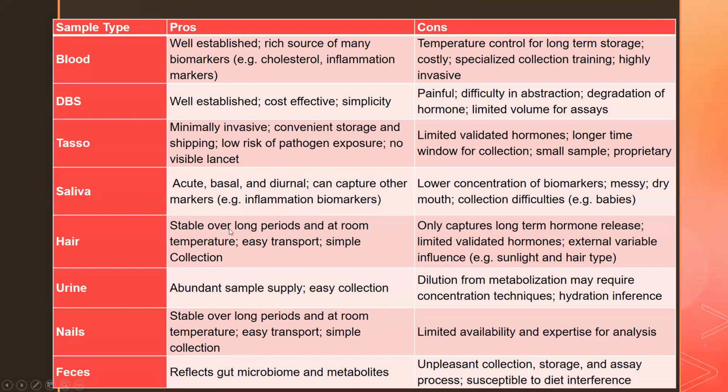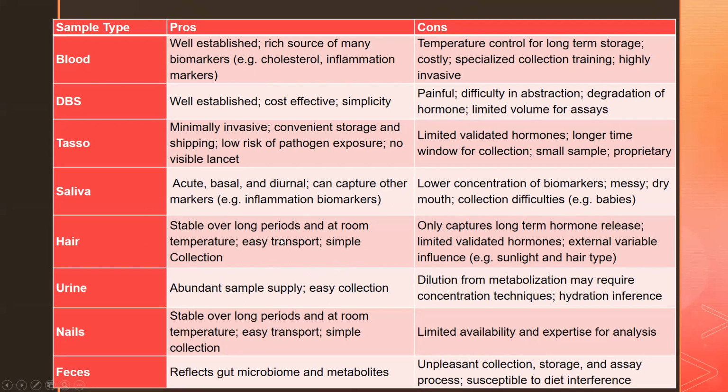Saliva, if you are considering a study where you want an acute reaction, so you want to look at something that's happening over hours or minutes, saliva is probably the way to go, depending on the biomarker that you're looking at. And it can capture other biomarkers, such as CRP, interleukins, all of that great stuff, but you're just not going to get as many biomarkers as you can get with blood.